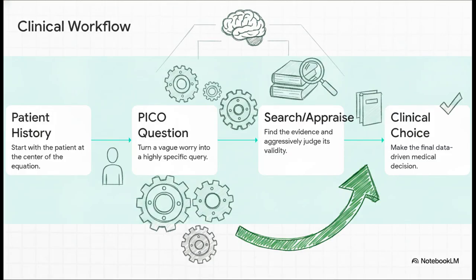Think of clinical reasoning as a highly structured loop. You begin with the patient history, you formulate a highly specific question, you search for and appraise the evidence, and then you output a clinical decision. It is literally an algorithmic process. Once you start viewing it as a loop, all that medical mystery really starts to fade away.